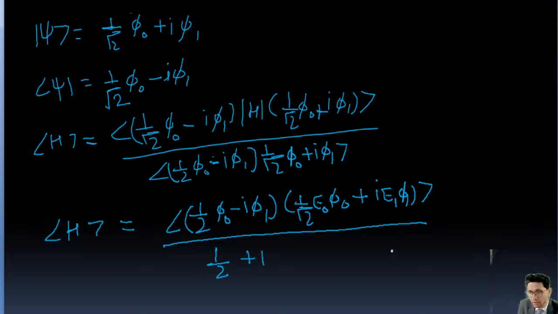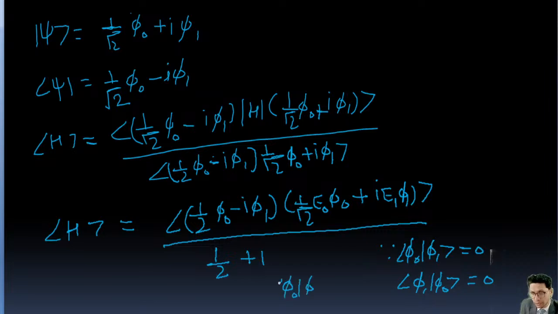Since we know phi 0 and phi 1 are normalized eigenfunctions, right? So it means phi 0 with phi 1, this product is going to be 0. Similarly, phi 1 with phi 0, this is going to be 0. And phi 0 with phi 0, this value is going to be 1.